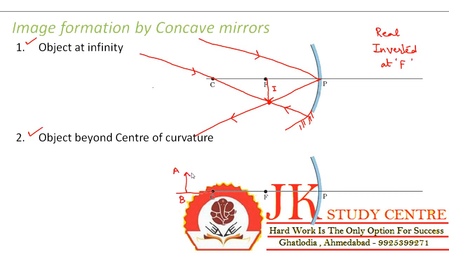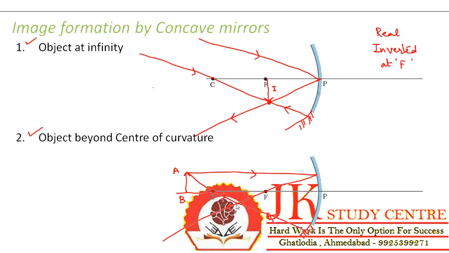This is some object. Now in this case, let us suppose there is a ray of light which goes parallel to the principal axis and falls on the mirror. According to rule number 1, what will happen? A ray of light parallel to the principal axis after reflection passes through the principal focus. So this is how it will go after the reflection. Now let us suppose there is another ray which passes through the center of curvature and falls on the mirror. What will happen to this ray? After reflection, it will retrace the same path.